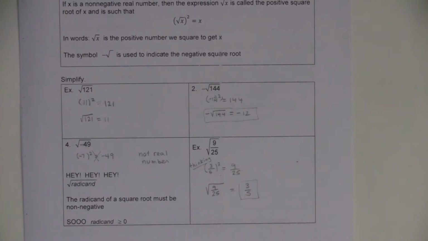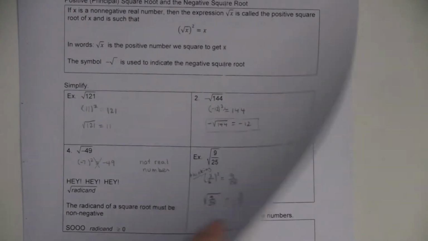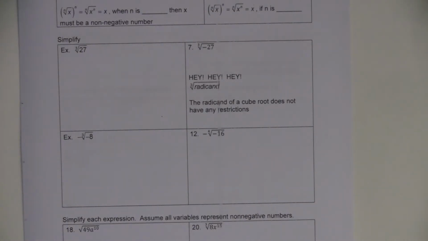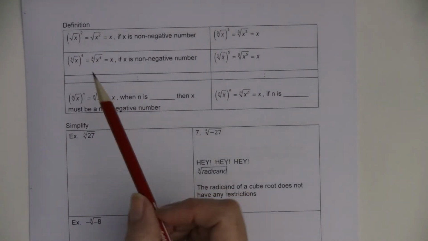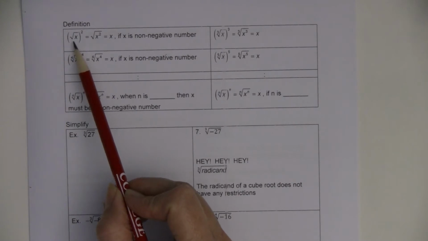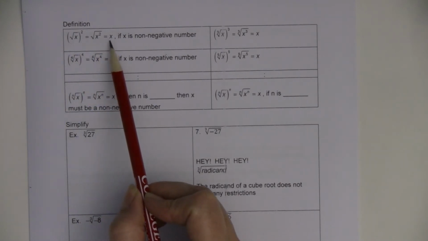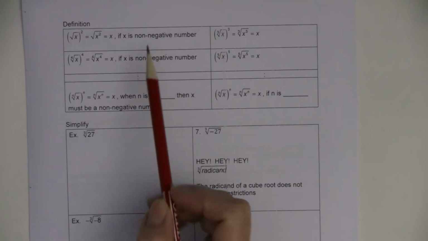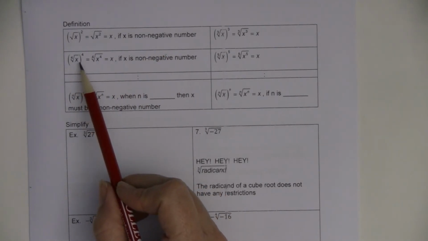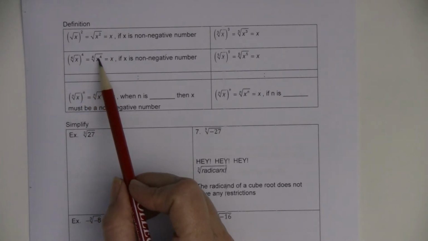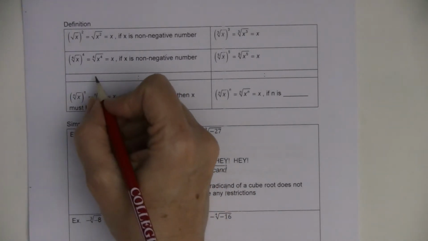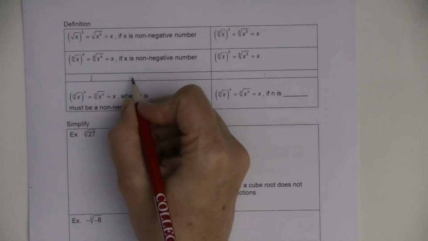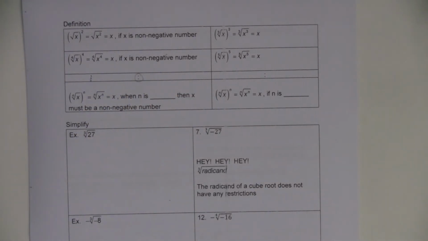Okay, so we did a lovely job on that page, and they give some more definitions on the next page. Here they say that this is the same as this, which is equal to x if x is a non-negative number, and the fourth root of x raised to the fourth is equal to x if x is a non-negative number. And I have dot, dot, dot here; you can't see it, it's not very bright.